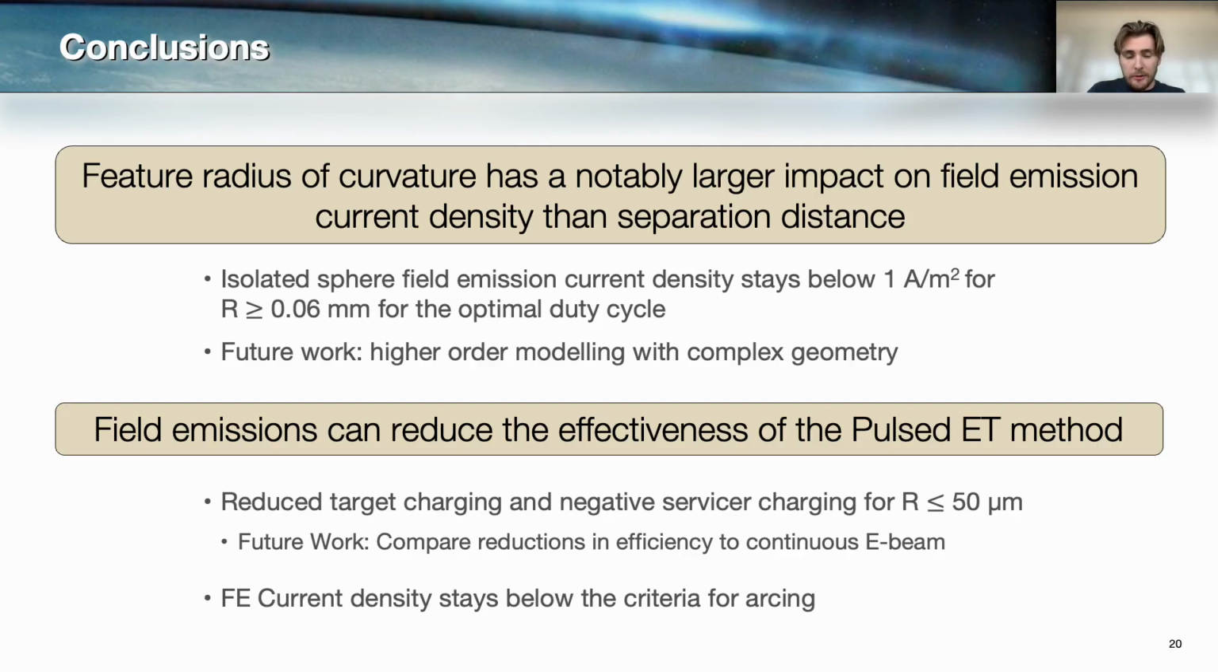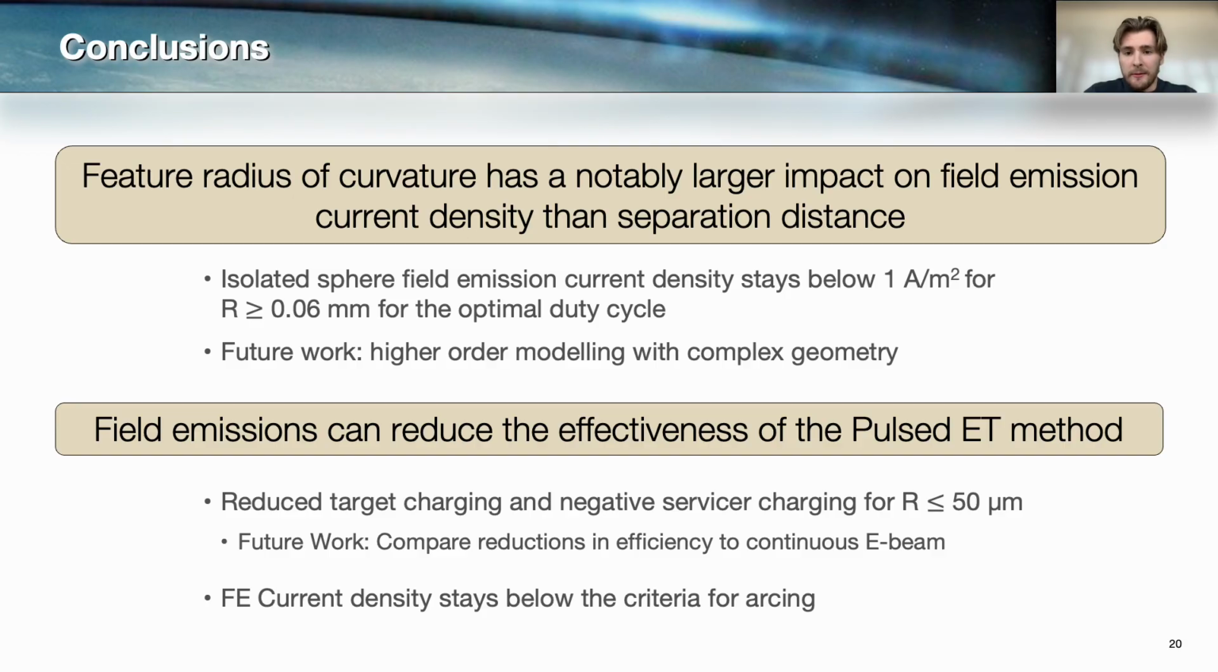Now, this brings us to the conclusions. We modeled both a small surface feature isolated and in the presence of a surfacer spacecraft using COMSOL, and the results of these simulations showed that a target spacecraft's surface feature radius of curvature has a notably greater impact on the field emission current density than separation distance. Both of these studies, both the isolated and the study with the surfacer spacecraft, use simplified models. In the future, we would like to look at higher order modeling that uses more complex geometry or full-on spacecraft models. And then we also looked at time-varying results with a more simplified charging equation.